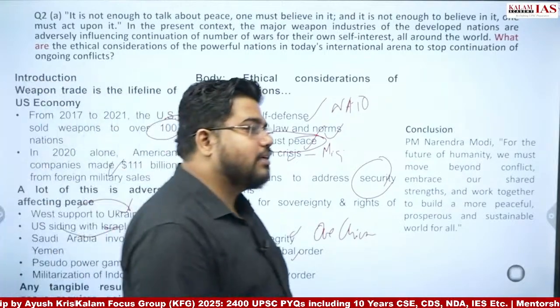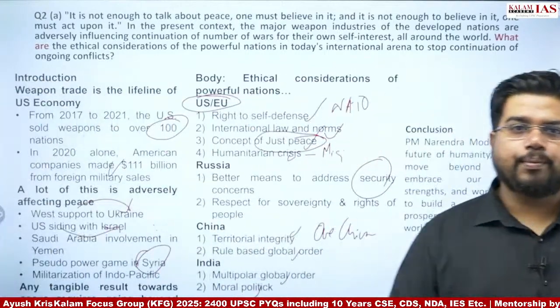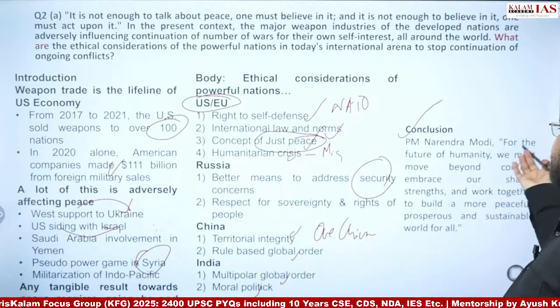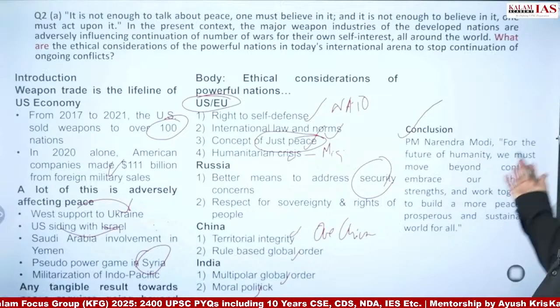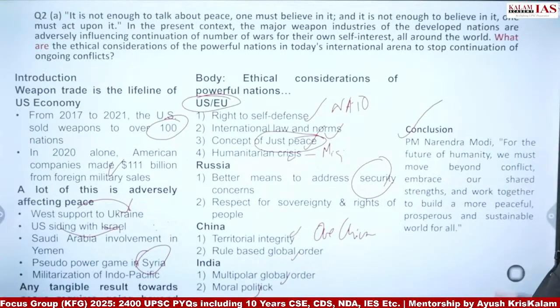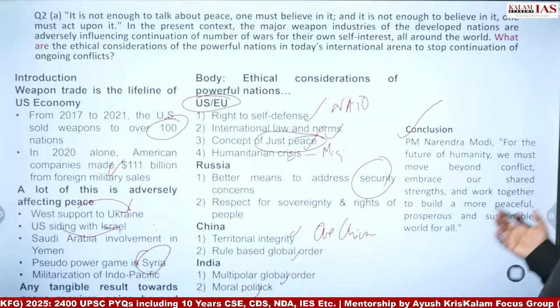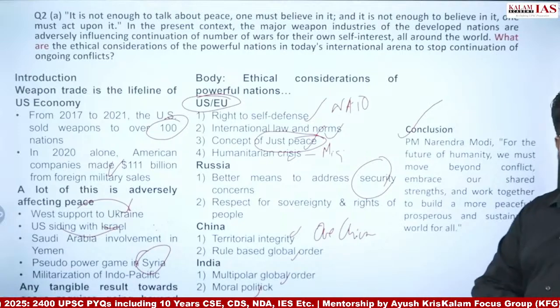The interest of the people is obviously an uncompromisable value for any country. Conclusion: you can write a statement by Prime Minister Narendra Modi like this. For the future of humanity, we must move beyond conflict, embrace our shared strengths and work together to build a more peaceful, prosperous and sustainable world for all of us.